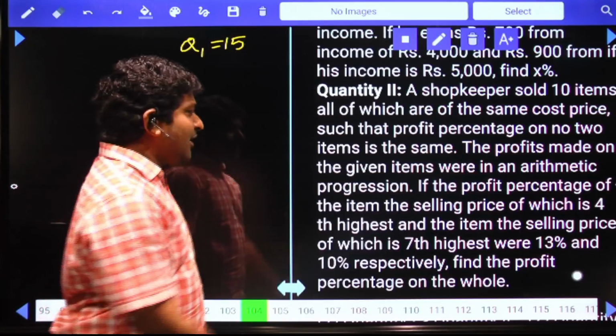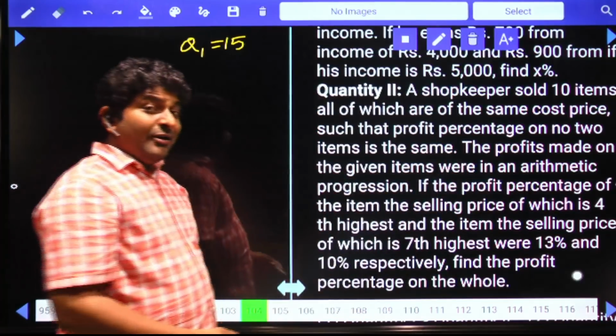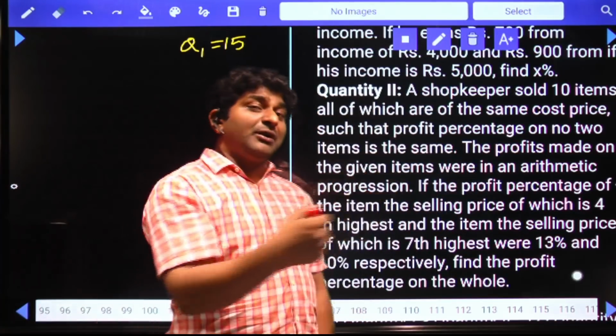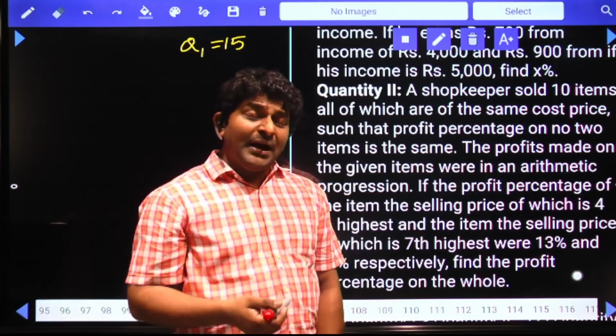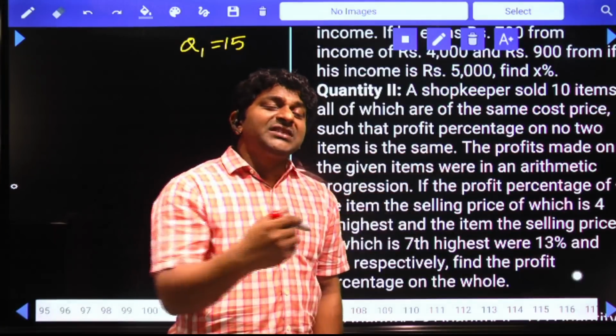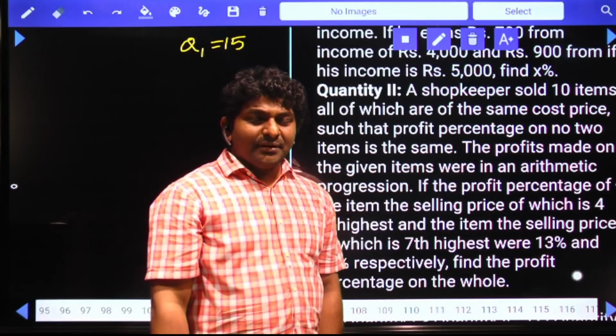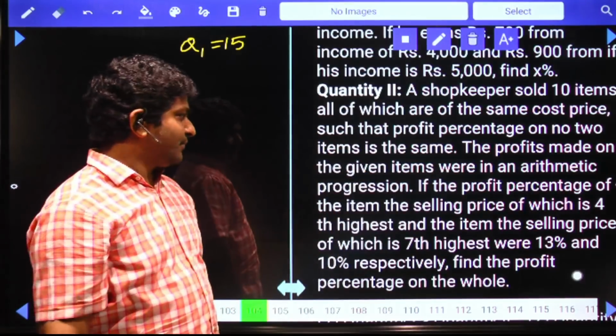అంటే ప్రతి దాని మీద వచ్చే percentage of profit అనేది different. The profits made on the given items were in arithmetic progression. ఫస్ట్ ఐటమ్ నుంచి 10th ఐటమ్ వరకు మనకు వచ్చే ప్రాఫిట్ పర్సంటేజెస్ అనేవి అర్థమెటిక్ ప్రోగ్రెషన్ అన్నారు. అర్థమెటిక్ ప్రోగ్రెషన్ అంటే ఏంటి? సేమ్ ఇంక్రీజ్ విల్ బి దేర్ ఆర్ సేమ్ డిక్రీజ్ విల్ బి దేర్. డిఫరెన్స్ విల్ బి సేమ్. అది ఇంక్రీజ్ అవ్వచ్చు లేదా డిక్రీజ్ కూడా అవ్వచ్చు.